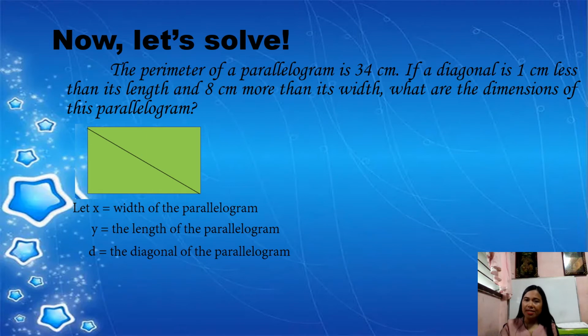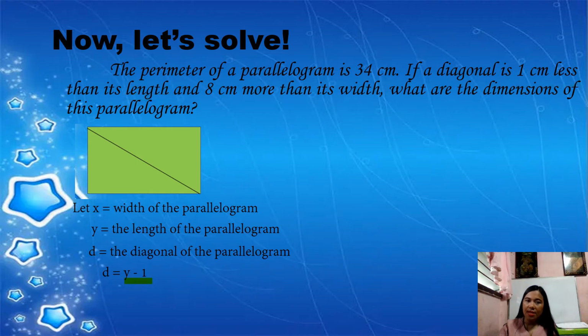Now, from the given, the first statement is the perimeter. Let's go to the next statement. The diagonal is 1 centimeter less than its length. So we have diagonal 1 is y, the length, minus 1. So that's 1 centimeter less than its length. So we have y minus 1. Okay?